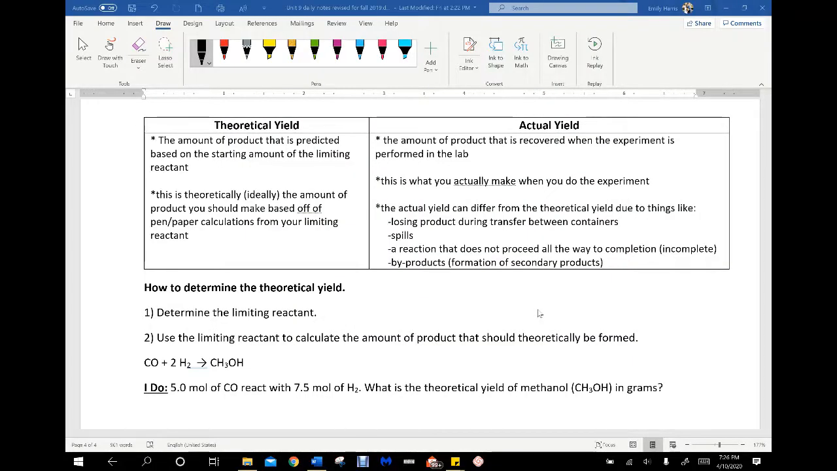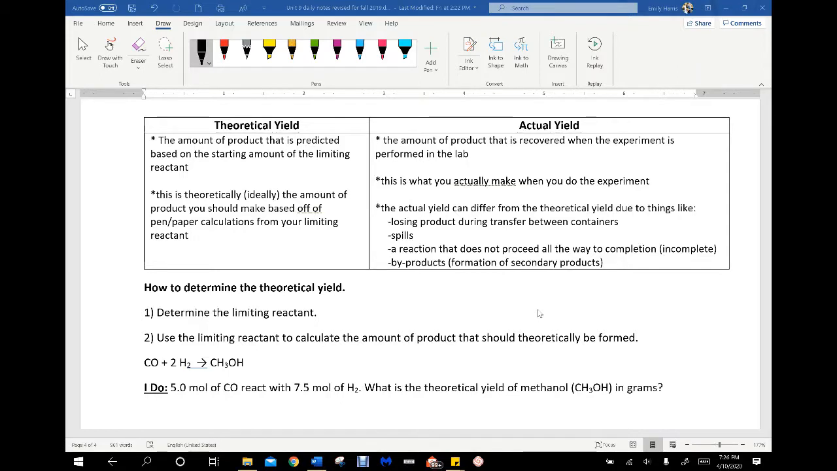Guys, so welcome to the very last lesson of Unit 9, which is called Theoretical Yield and Percent Yield. This lesson is more lab-based. The premise is that when you actually go into a lab and run a chemical reaction, sometimes you don't get the amount of product that you predicted or calculated should come out of the reaction. There can be various reasons for this.